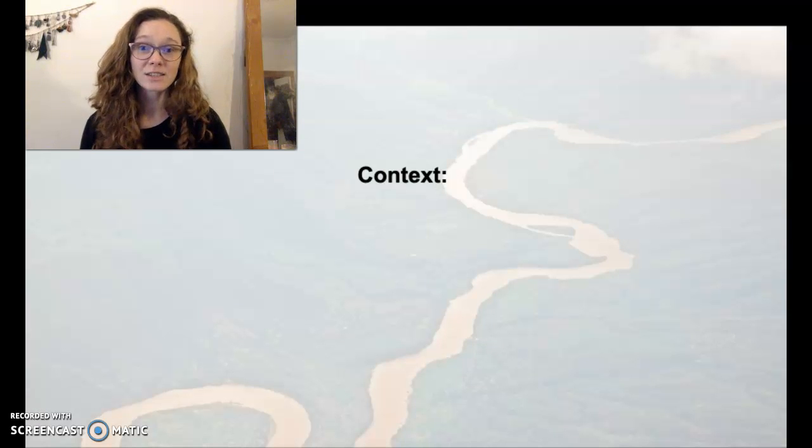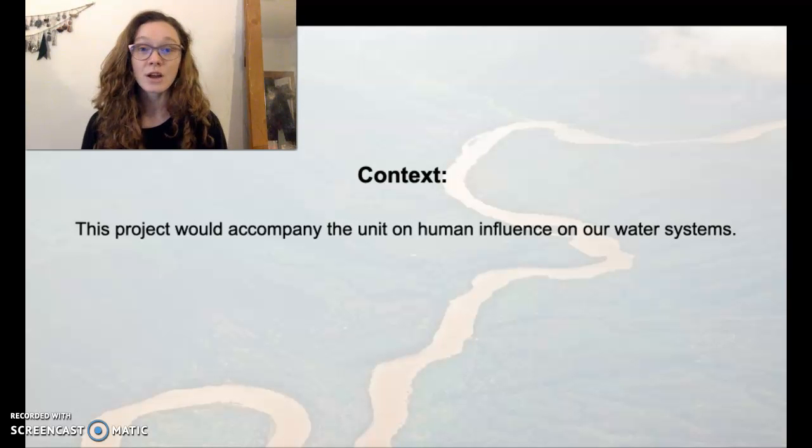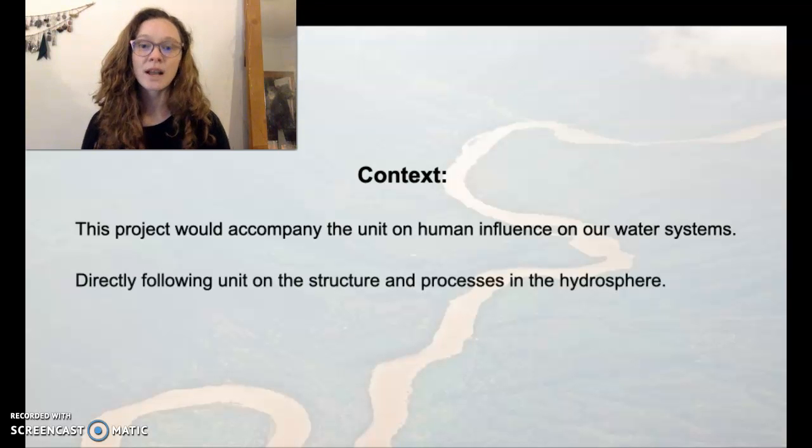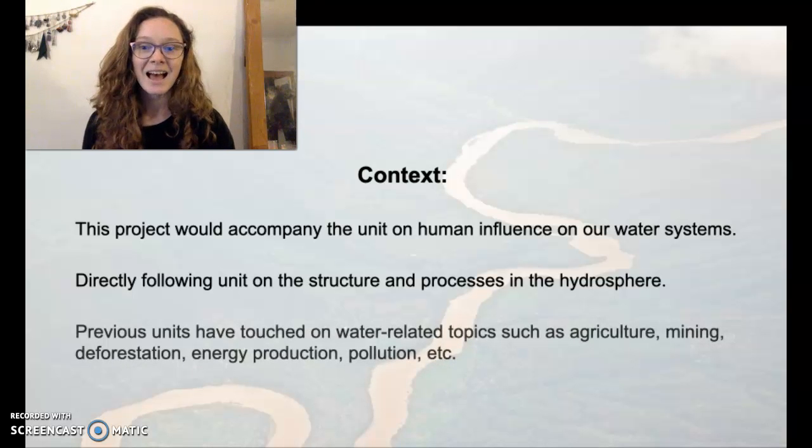So a little bit of context for this project. This would accompany the unit on how humans influence our water systems. And so this directly follows a unit on the structure and processes of the hydrosphere, like the water cycle that you might remember from the 3rd grade. And so previous units in this class have already touched on a lot of topics related to water, such as agriculture, mining, deforestation, energy production, pollution, erosion, all sorts of different things that we've kind of tangentially talked about water, but this unit is going to explicitly tie everything back to water quality, water pollution.